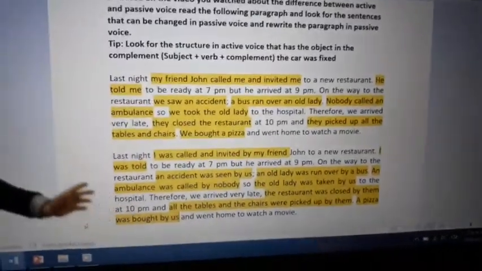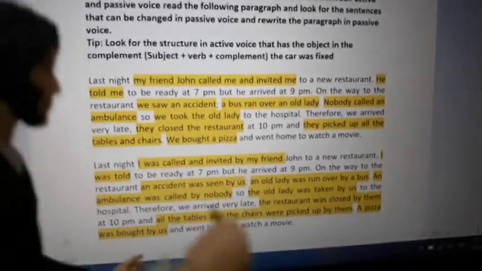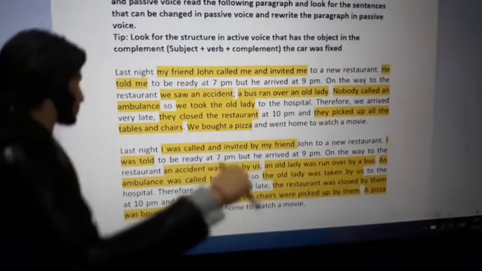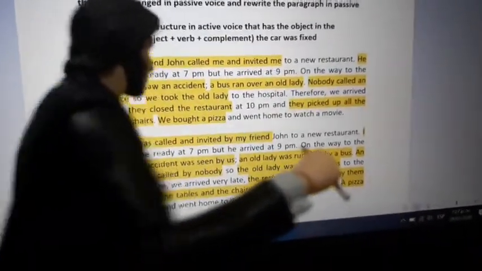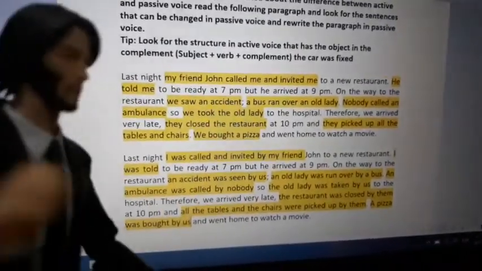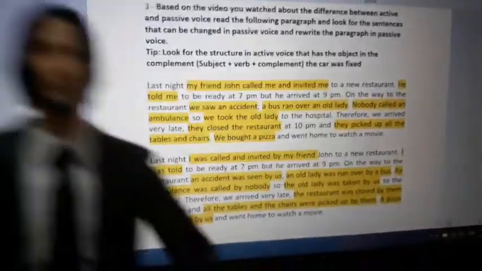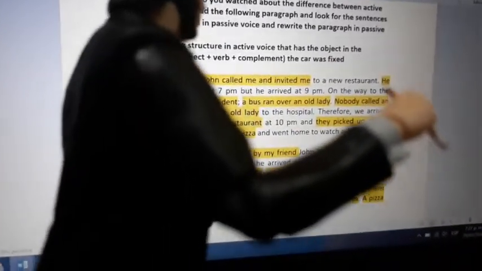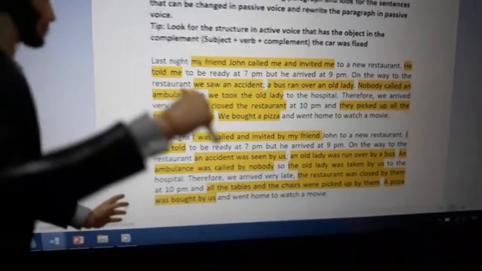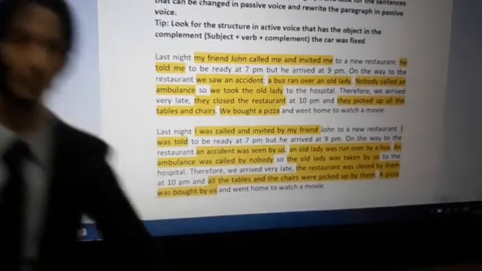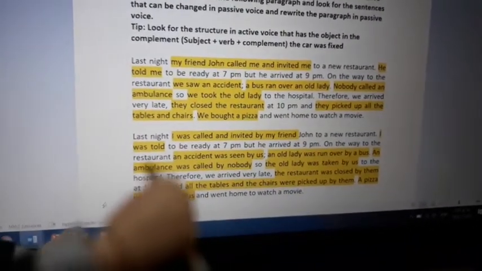Starting with: Last night, my friend John called me and invited me. There we have subject, verb, and object. So it will change like this: Last night, I was called and invited by my friend John to a new restaurant. We continue with: he told me. We can change that into passive voice because we have subject, verb, and object. It will be: I was told. I was told to be ready at 7 p.m., but he arrived at 9.